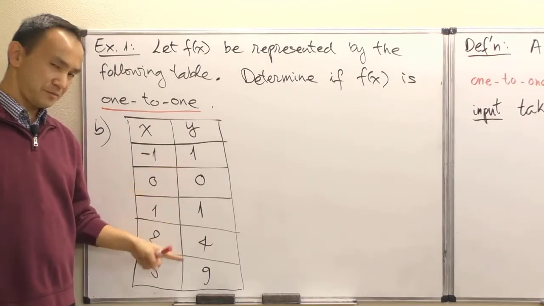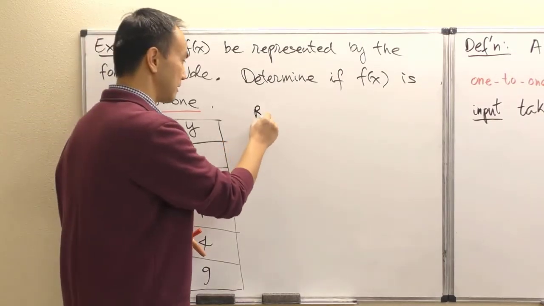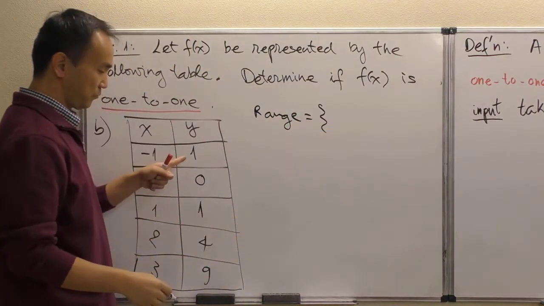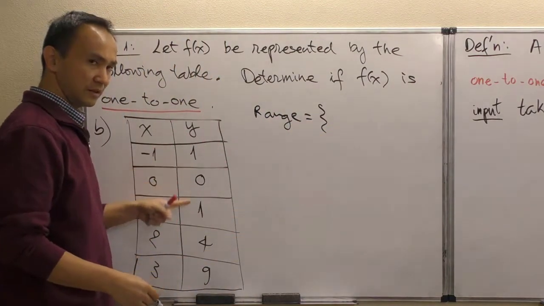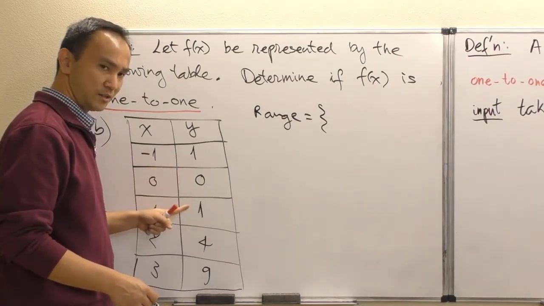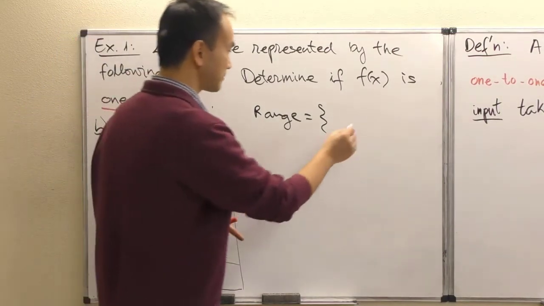These are the outputs. The range includes these values right here. 1, and we got to repeat, all right? I mean, so 0, that's 1, 4, 9.